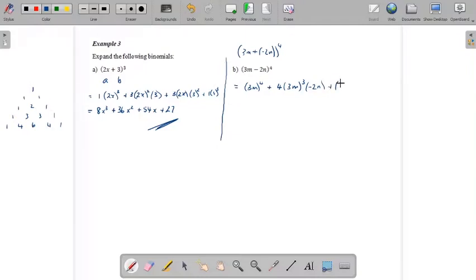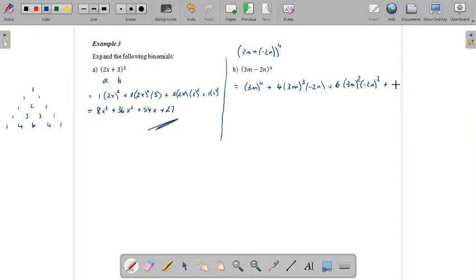plus, 6 is our coefficient, times 3m to the power of 2 times negative 2n, that's now to the power of 2. So you'll see here the 3m's are going down by 1 each, so power of 4, power of 3, power of 2. The negative 2n's are going up by 1 each time, so it's negative 2n to the power of 1, that's the power of 2.